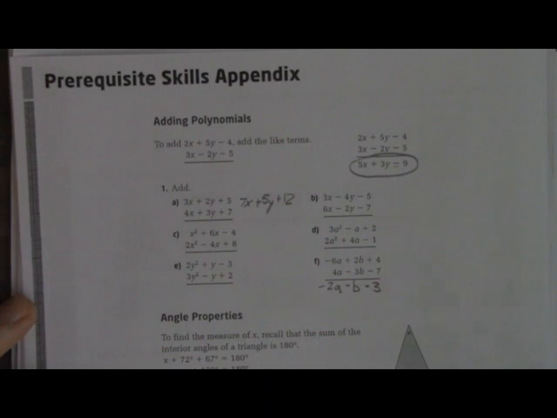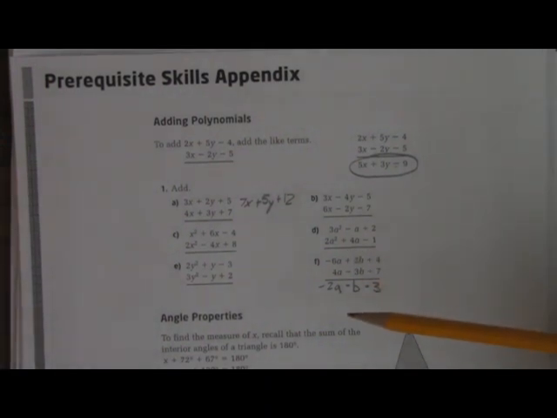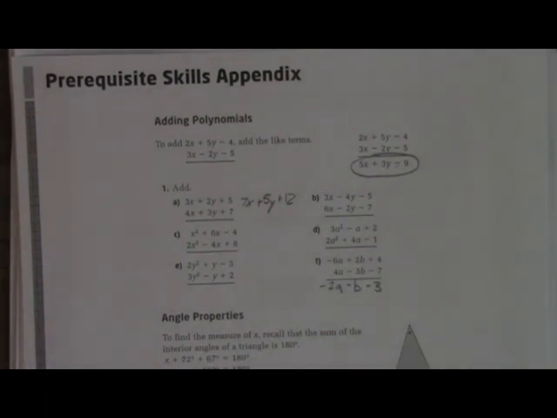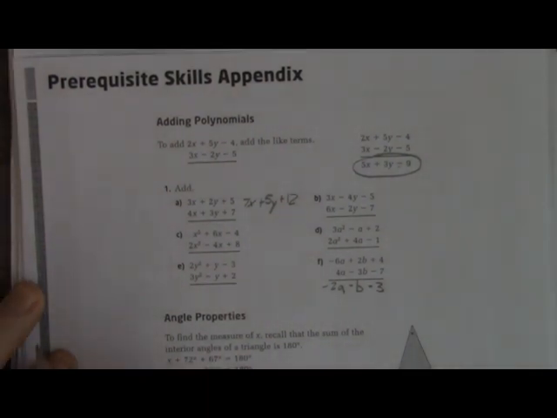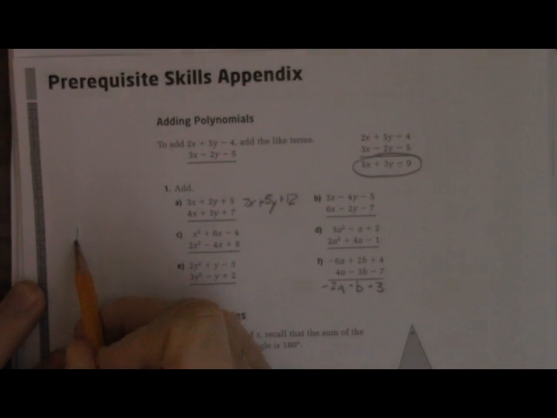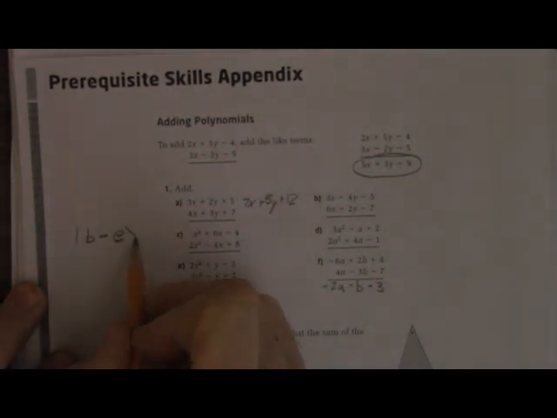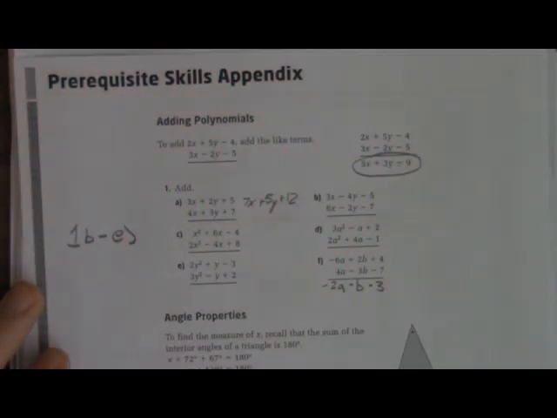How do we know it's a like term? The like term is dictated by the variable and the exponent. Okay, I remember I explained this. The variable, the letter, has to be the same, and the exponent needs to be the same. Okay, that's how we know it's a like term. All right, so for you guys, when we're done this, you guys are going to do 1B to E. Okay, that's going to be today's classwork.